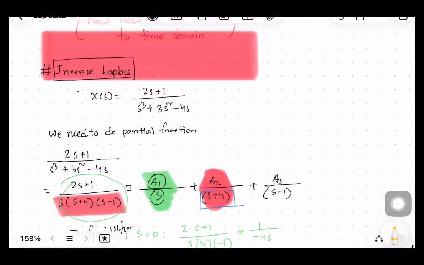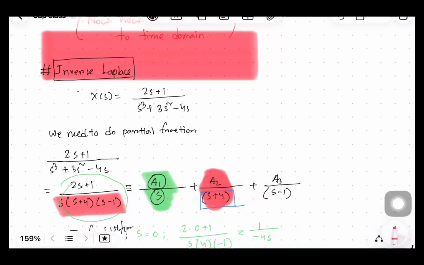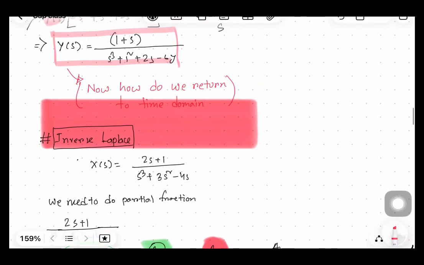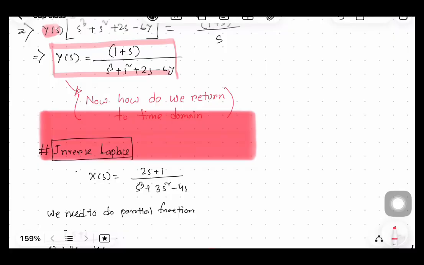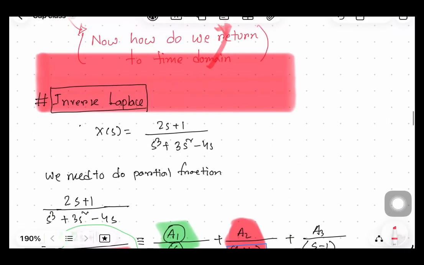So here we will try to discuss the inverse Laplace transform. As we are already familiar, whenever we are solving an equation in the Laplace domain we can solve it more easily, but to get back to the time domain, how do we actually do that? So here we need to do the inverse Laplace transform.